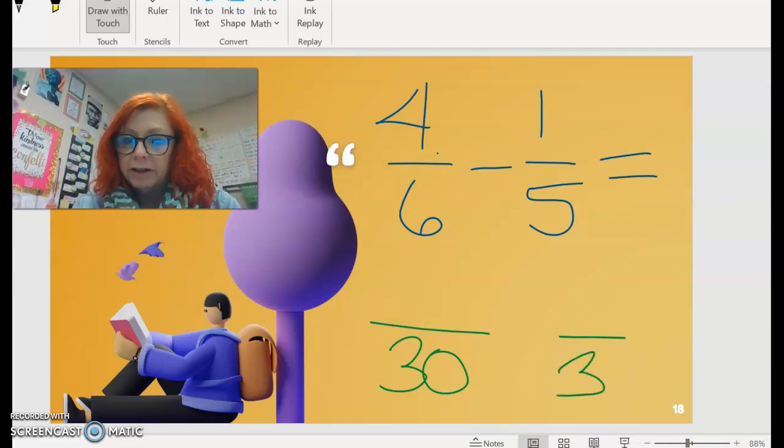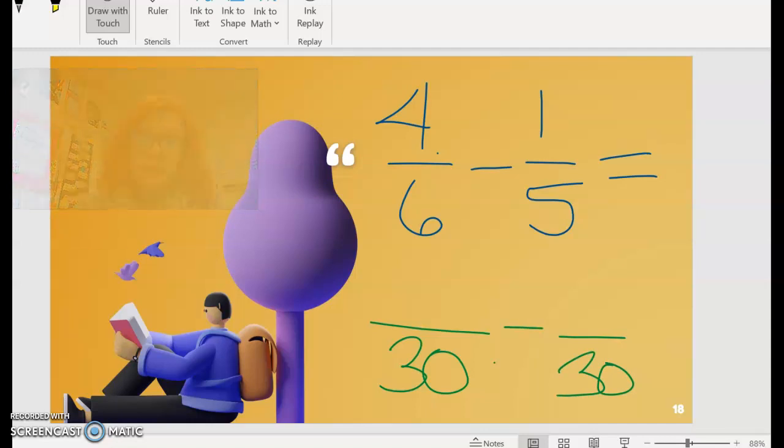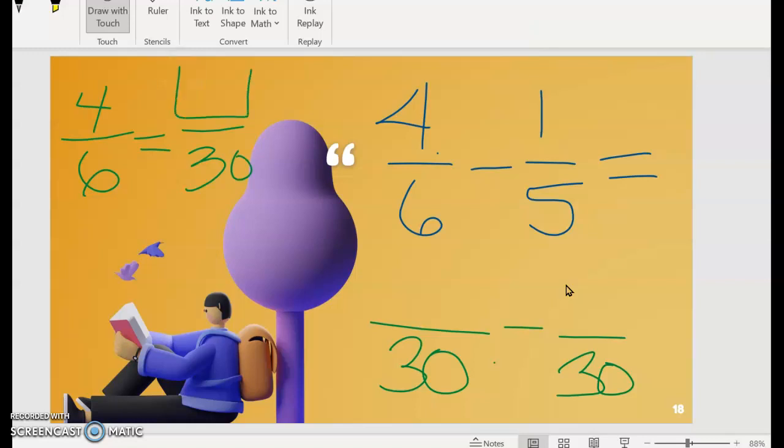Okay, I'm going to come down here and I'm going to make a note that what I want is 30 because I don't want to forget my common denominator. I'm going to have to use that. Now I'm going to come over here and I'm going to make 4/6 somehow equal to something over 30. Is this starting to look familiar? Yes, it's algebra. Yay, we can do algebra.